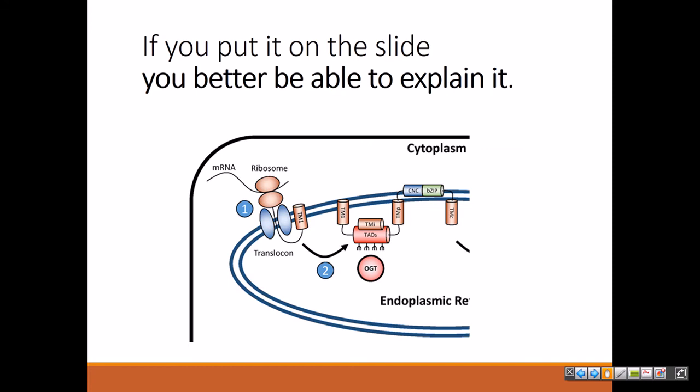You better be able to say that's a post-translational modification. You better say those are sugars. You better say those are glycans. You better know what OGT is. Because if you don't, you put it on the slide, you better know how to talk about it. And if you don't want to talk about it, don't put it on the slide. They'll probably still ask you, but don't put it on the slide.